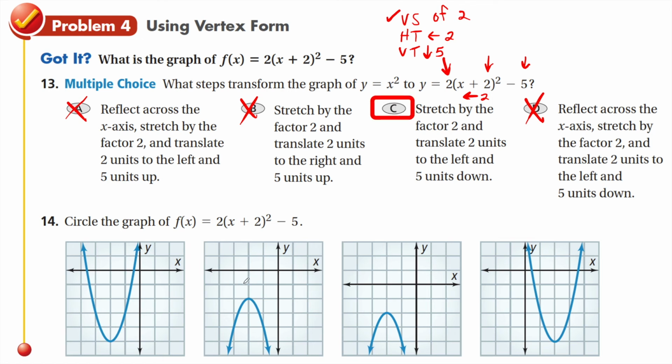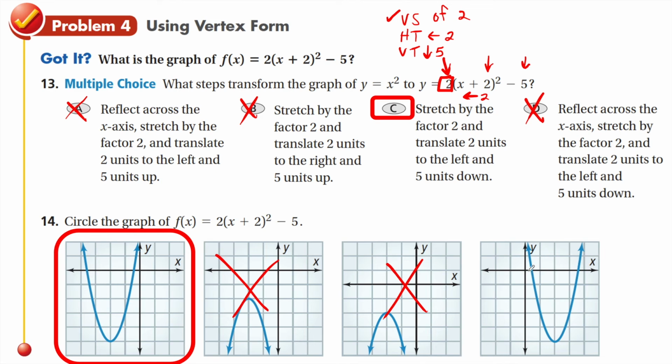Now, how would that look? Well, if we didn't reflect across anything, we know that it's going to be a happy face, or a parabola that's going upwards, because we're not multiplying by a negative. The a value is positive, so we can actually eliminate the second and the third graph. Now, really, the only difference between the first and the last graph is one moved to the right and the other one moves to the left. And as we said before, we had to move to the left, so the first graph is the correct graph. Great work.